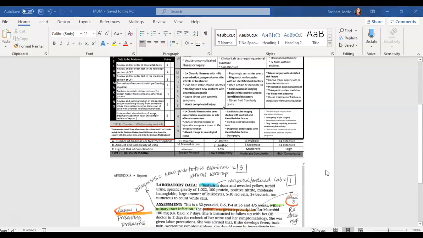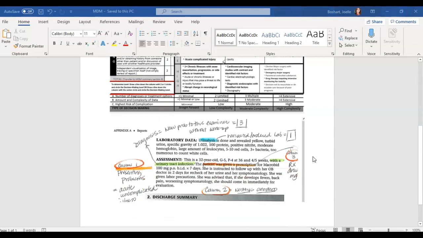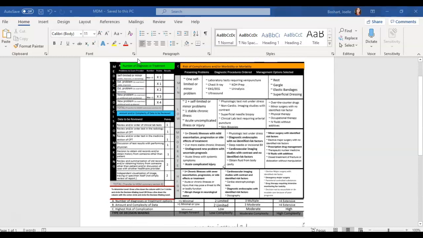Okay, so let's look at this. We're going to continue on with the patient. We did the history, we did the exam. Now we're going to work on the assessment and plan. Okay, so the first thing we need to determine is how many diagnoses is this patient being treated for in this visit, and how many points do we get to count for that?